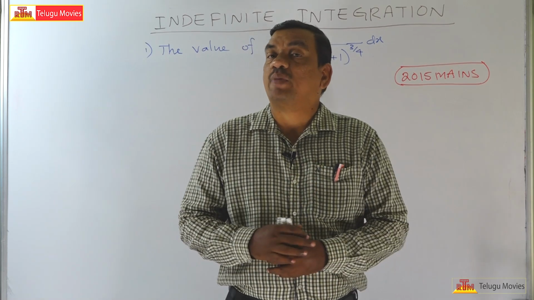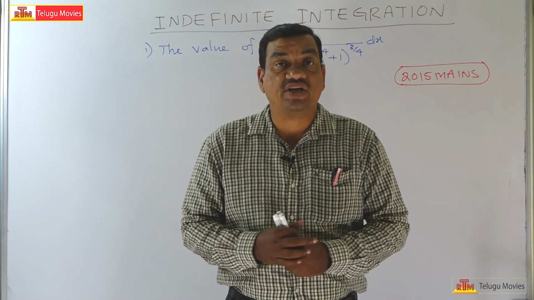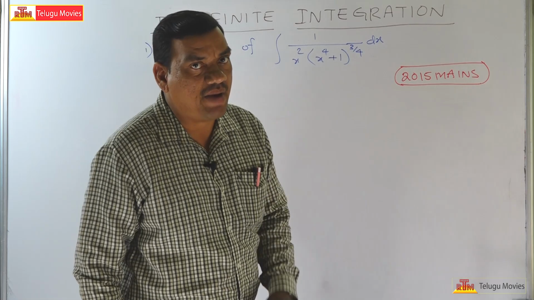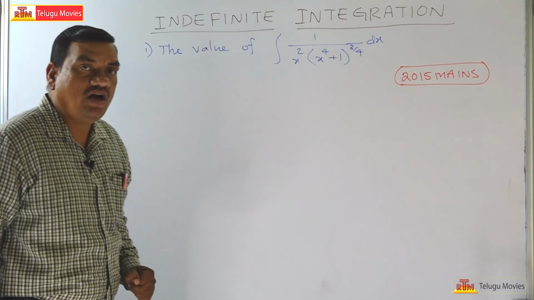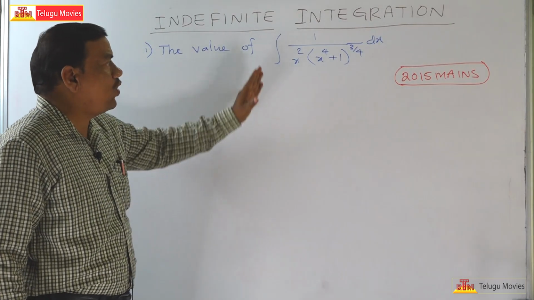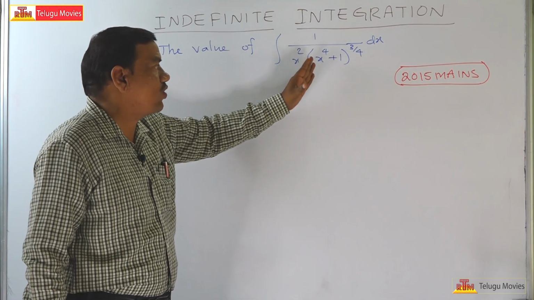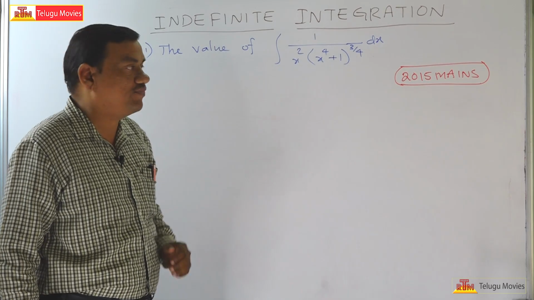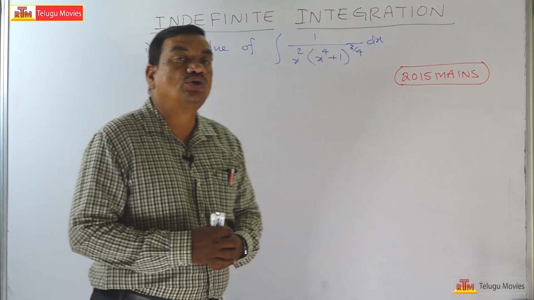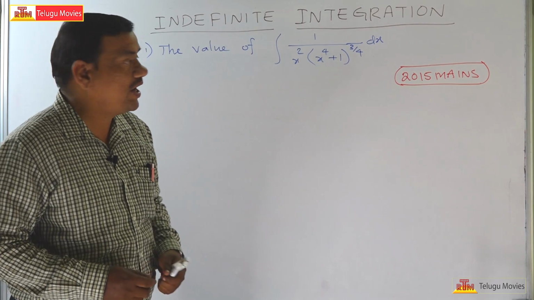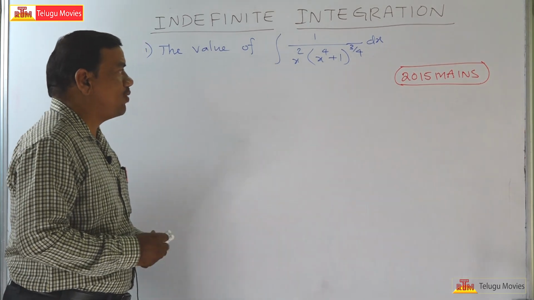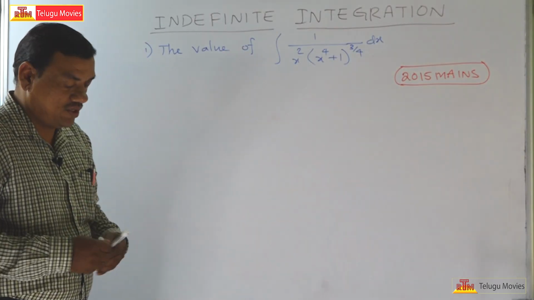Today I am going to explain a few problems which were given in the previous JEE Mains examinations. Let us see the first problem. The value of the integral of 1 upon x square times (x power 4 plus 1) whole to the power of 3 by 4. It was asked in the 2015 Mains examination. Then how to solve this problem? How to proceed?